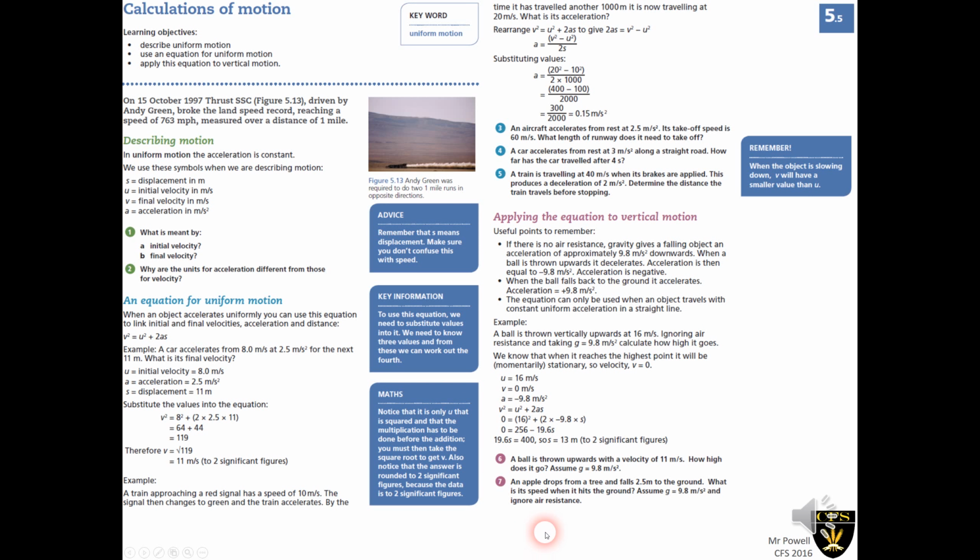So hopefully today we've had a little look through the calculations of motion, which is a little bit tricky, and we need to remember that s is displacement, don't confuse it with speed, and that the u is squared, and multiplication has to be done before addition. Then you take the square root to get v, and you notice we do two sig figs, which could be a marking point, especially for the higher candidates. And it's also thinking about, if an object's slowing down, then v will have a smaller value than u, so you've got to take that into account. So, video on calculations of motion.